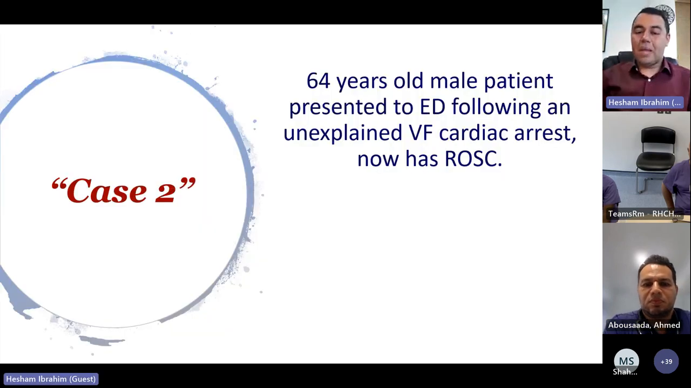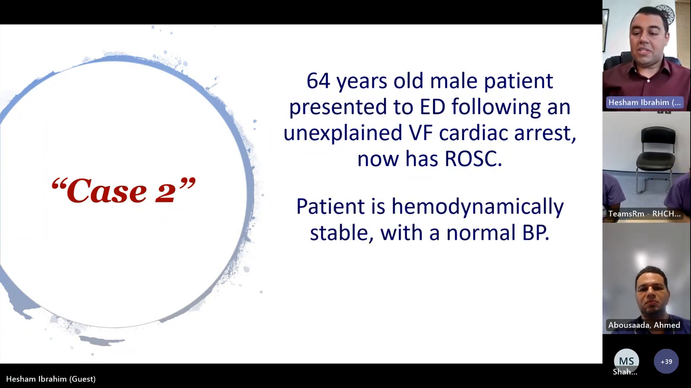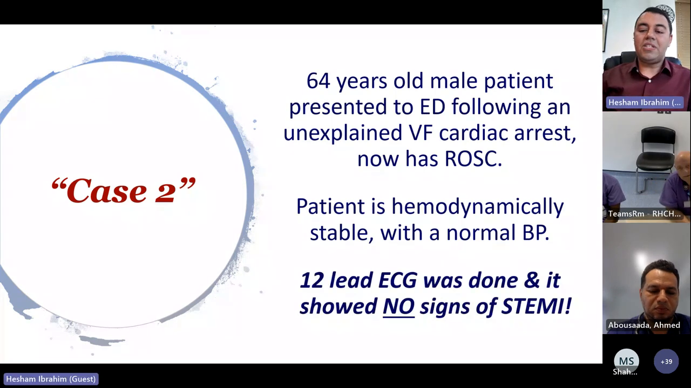So case number two is a 64-year-old male patient presented to ED following an unexplained ventricular fibrillation cardiac arrest. So unexplained pre-hospital VF cardiac arrest. Now you've got ROSC. The patient is hemodynamically stable with normal blood pressure. You've done a 12-lead ECG and it showed no signs of STEMI. So you've got a patient who's post-VF cardiac arrest. The VF was unexplained. You couldn't find a reason for it. Your patient now has got ROSC. Your patient is hemodynamically stable. The ECG of this patient is showing no STEMI.